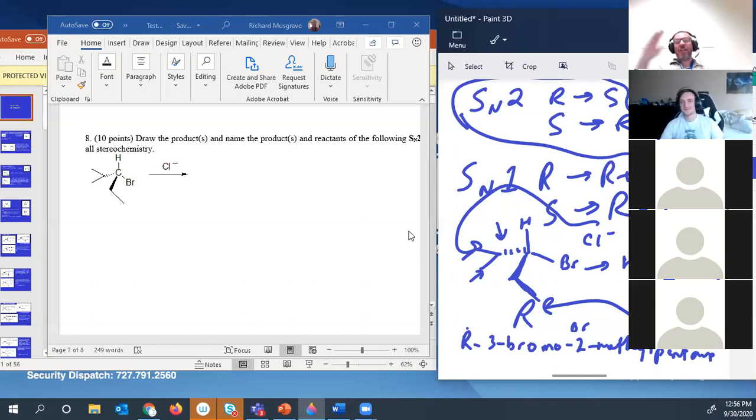Or how about we make our lives easier and actually get the lowest priority group into the back and do the substitution at the same time? We're hitting all the birds with the stone this time, guys. You're a genius. This is great. There we go.